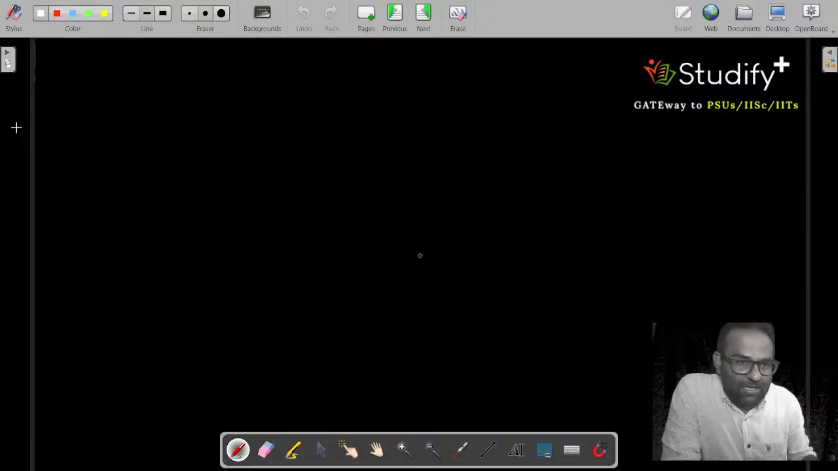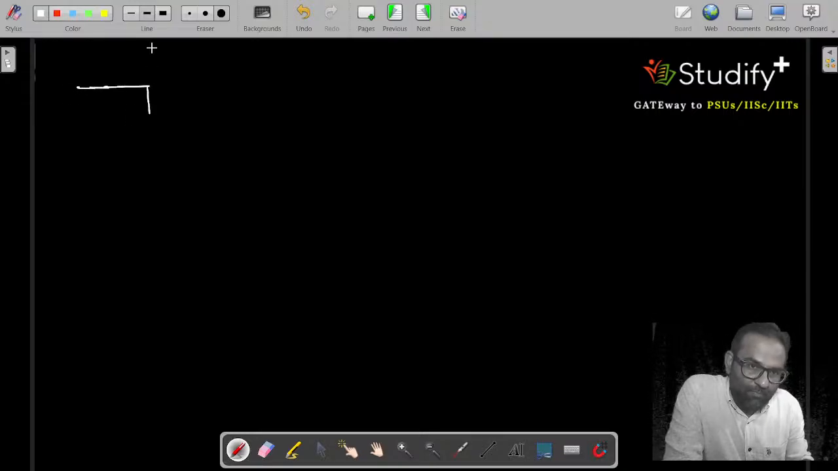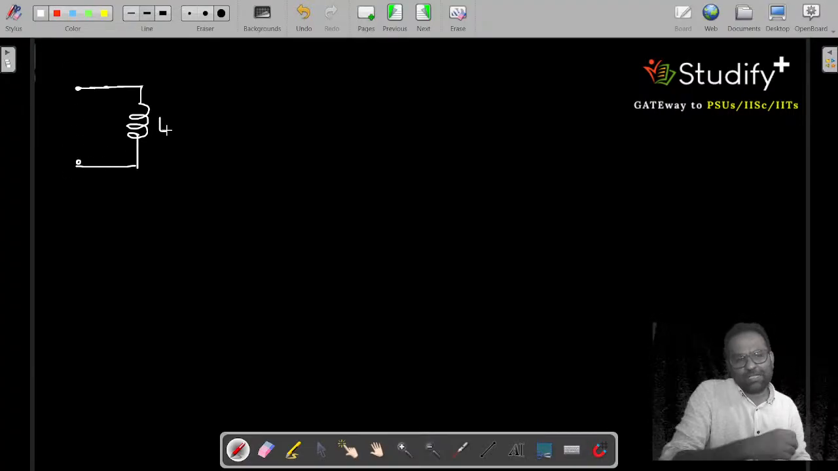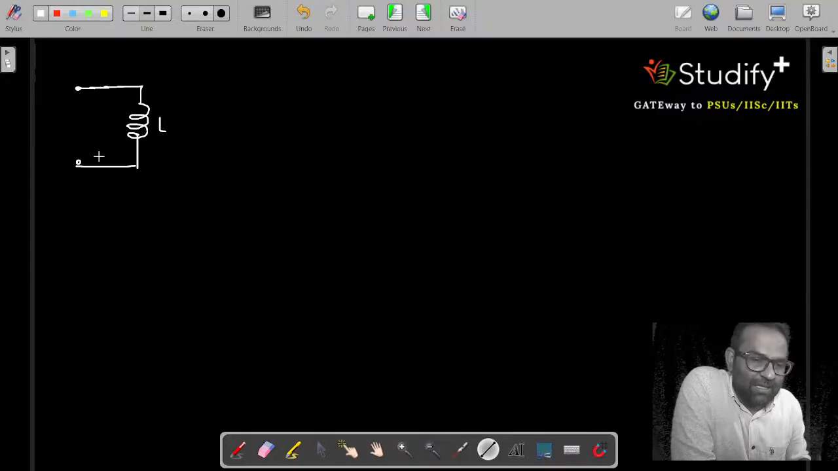So let's say this is your inductor. We are having one inductor. This is our inductor, correct? And let's say some source is connected to this inductor.